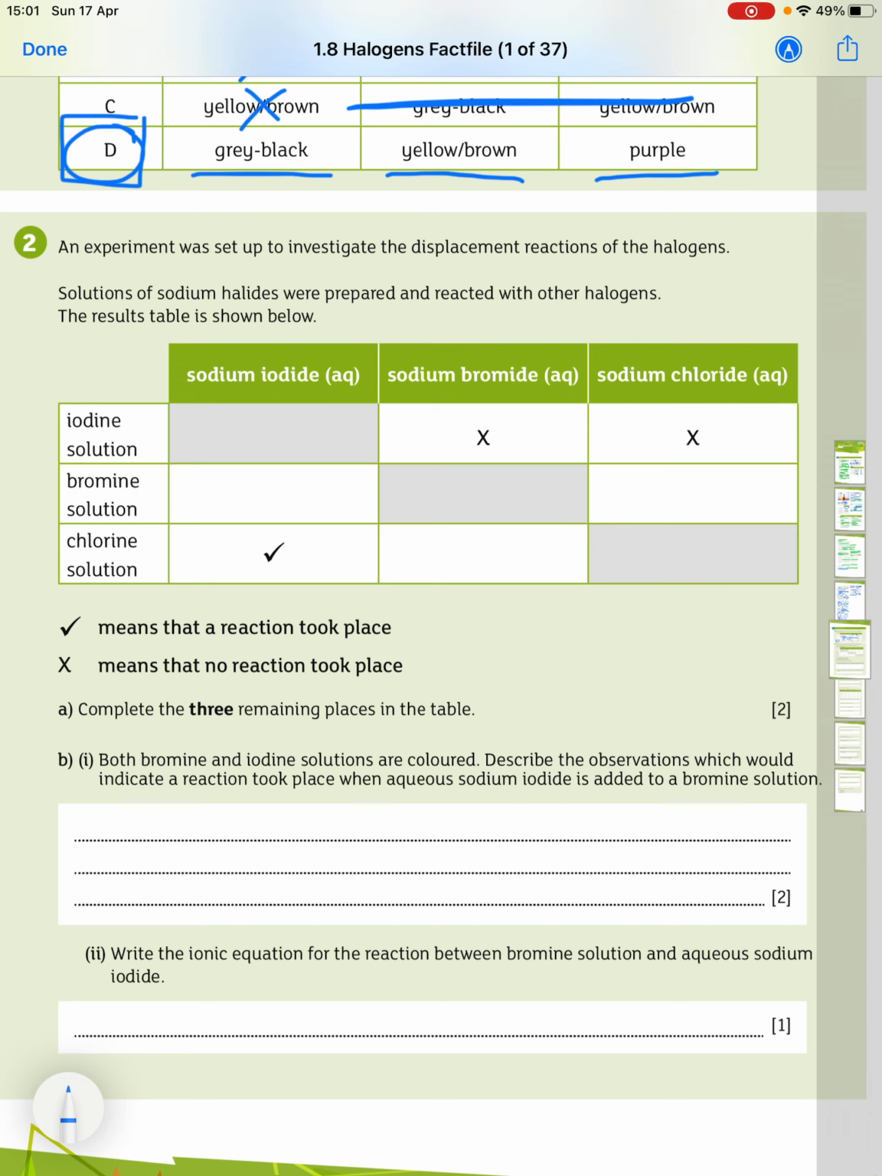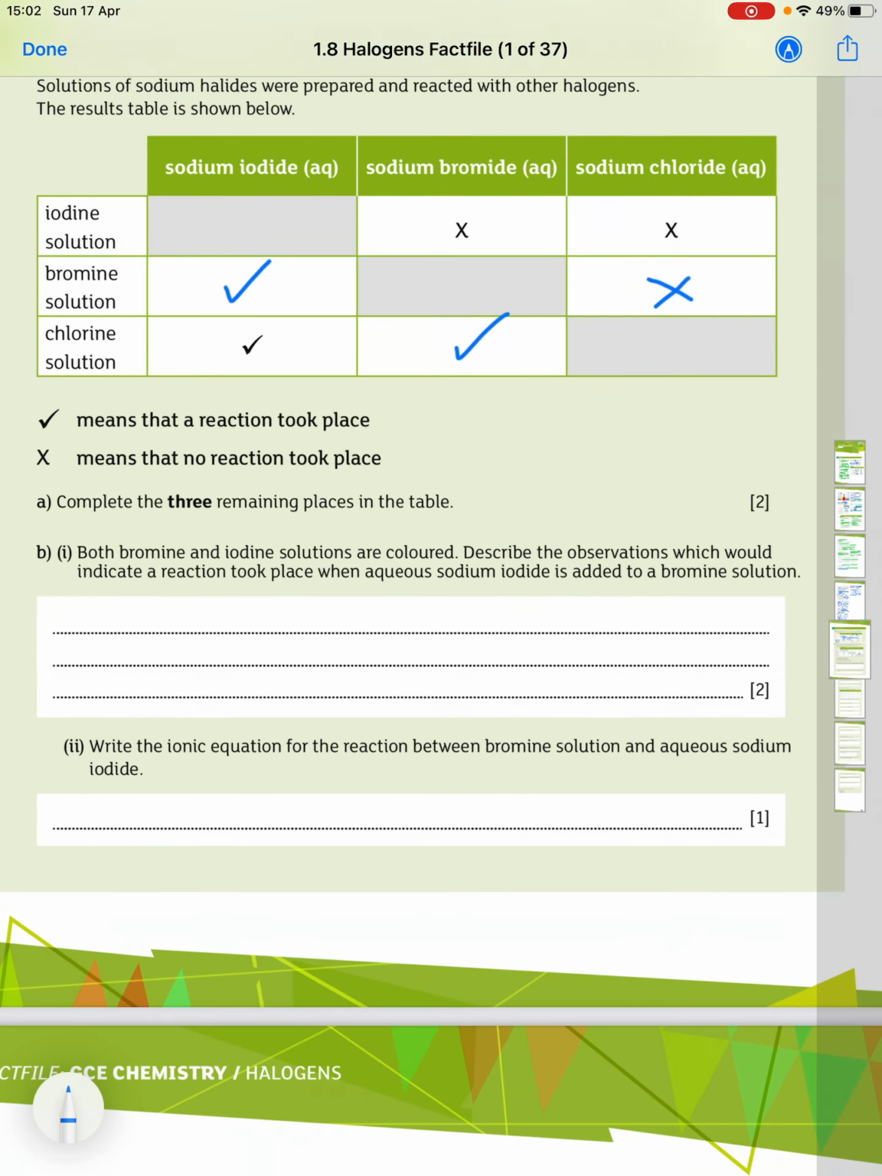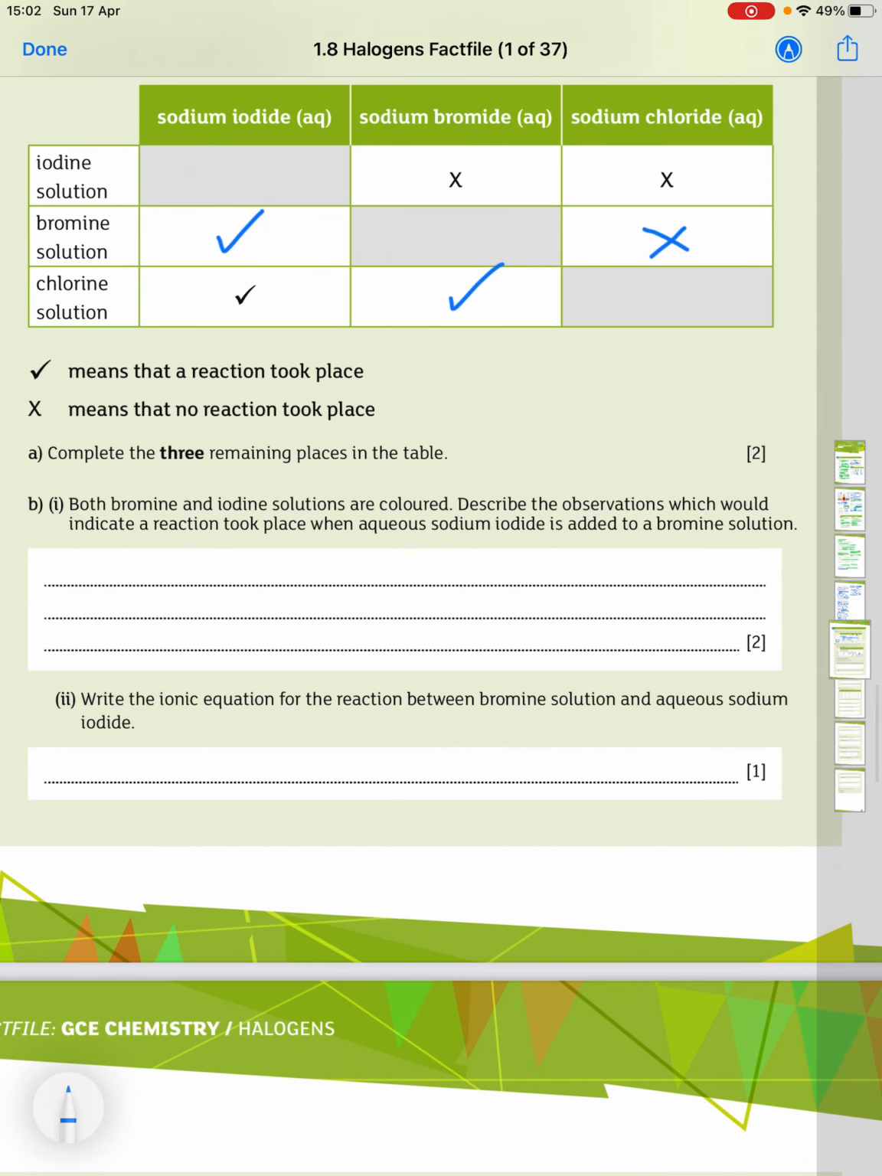So if we put bromine into sodium iodide, we know that the bromine will displace the iodine. If we put chlorine into sodium bromide, we know it will also displace the bromine. But if we put bromine into sodium chloride, the chlorine is more reactive, so we will get no reaction. So there's 1 mark for each of those.